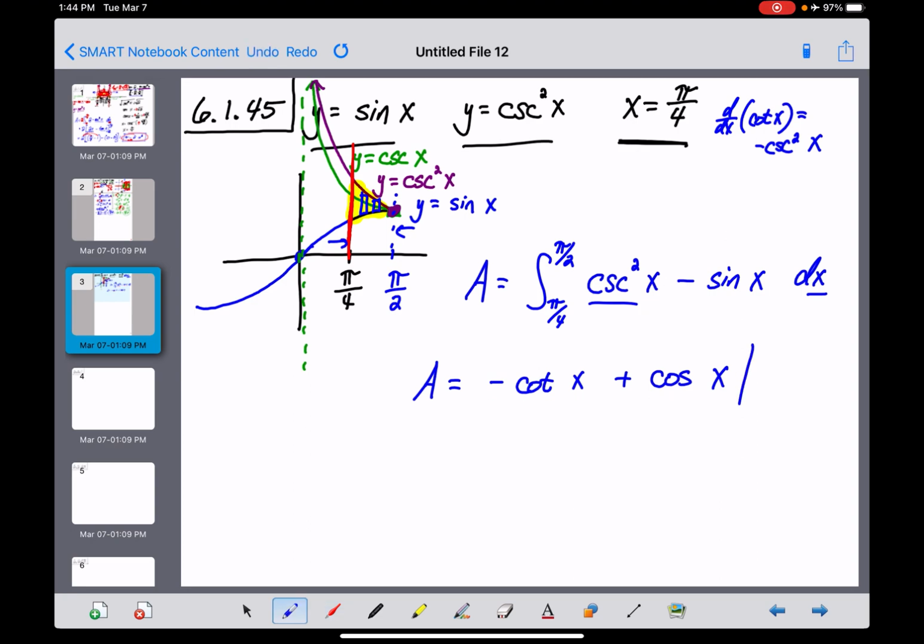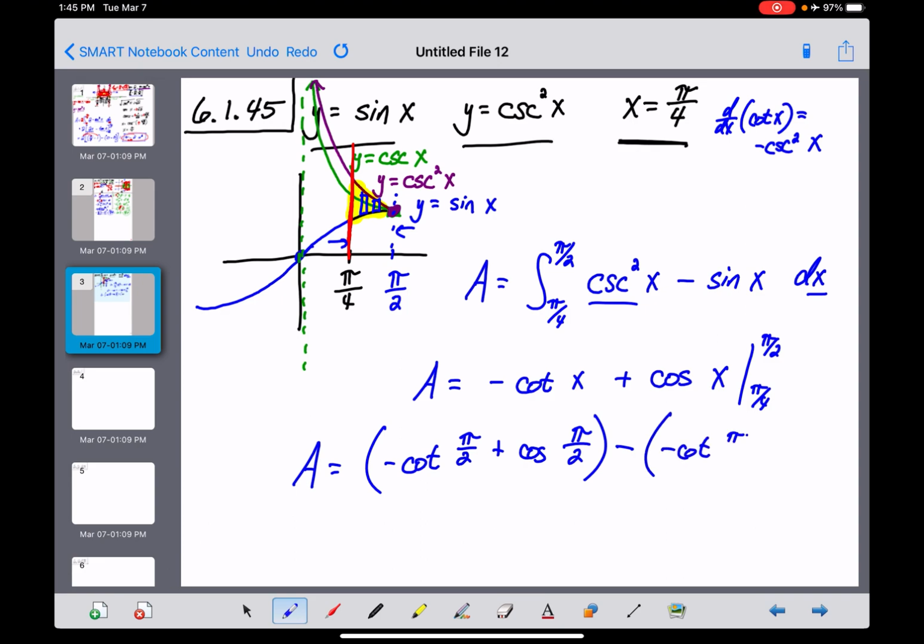Let me put my bar at the end here, and we're going from pi over 4 to pi over 2, and here we go. Area equals, and let's put in the pi over 2 first. I'll write this out. Opposite of cotangent of pi over 2 plus the cosine of pi over 2, that's what we get first, minus the opposite of cotangent of pi over 4, and then plus the cosine of pi over 4. Okay, that's where we're at, and let's take a look at what's going on here, guys.